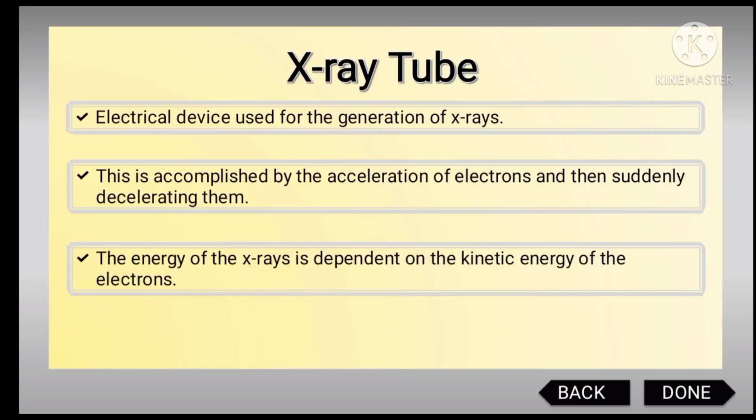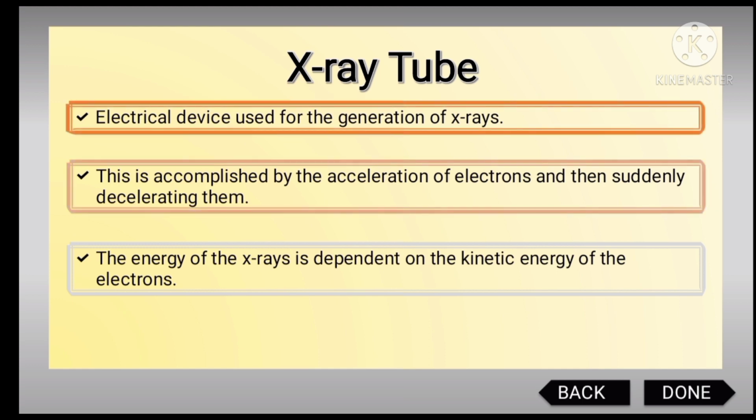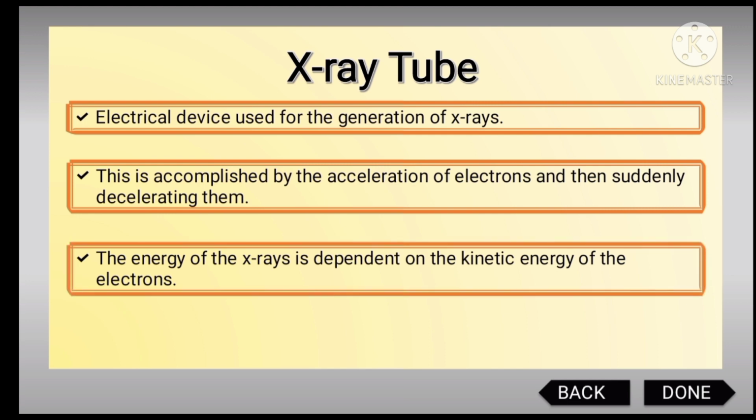X-ray tube. A tube is an air-evacuated device in which the X-rays are produced. Its characteristics are to produce electrons, attract electrons, a physical protective casing, and radiation protection. It is an electrical device used for the generation of X-rays. This is accomplished by the acceleration of electrons and then suddenly decelerating them. The energy of the X-rays is dependent on the kinetic energy of the electrons.